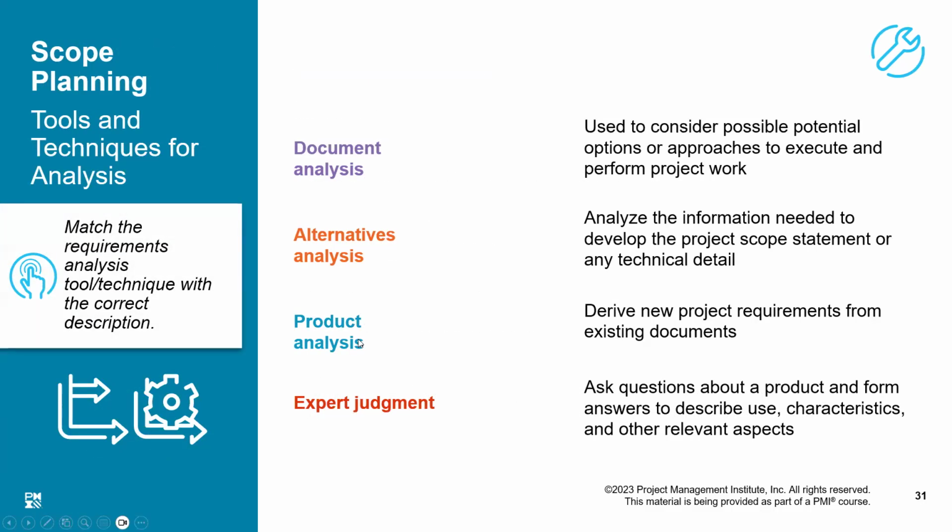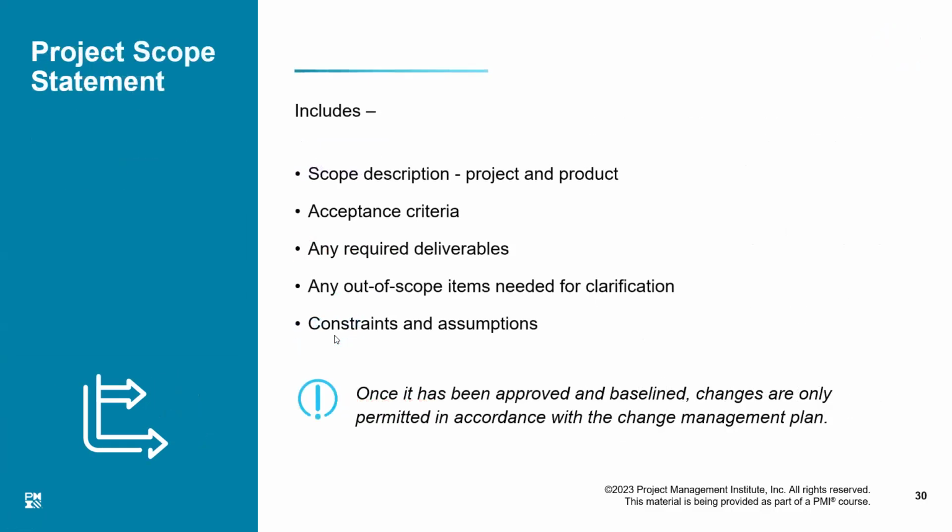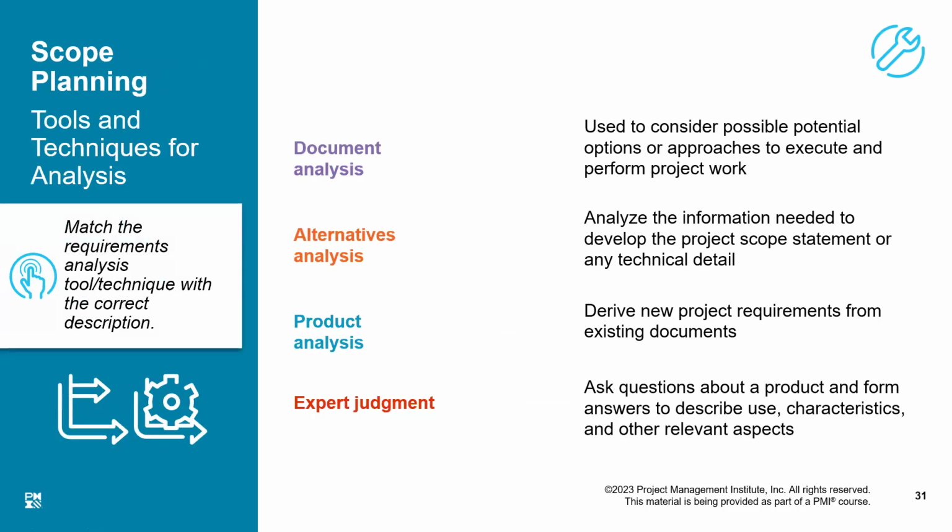Now, based on this scope statement, we are going to develop our work breakdown structure. We'll talk about that, but first let us look at these various tools and techniques. There are four tools and techniques given for scope planning: document analysis, alternative analysis, product analysis, and expert judgment.